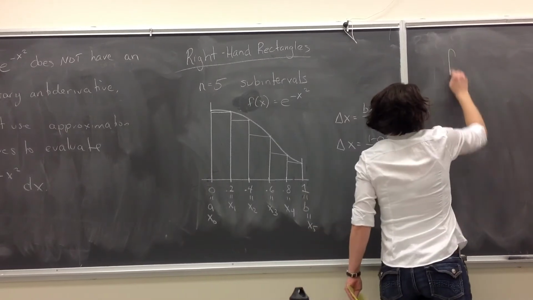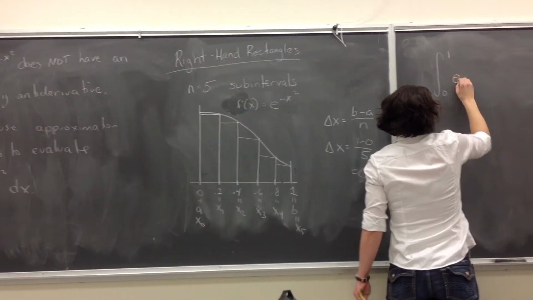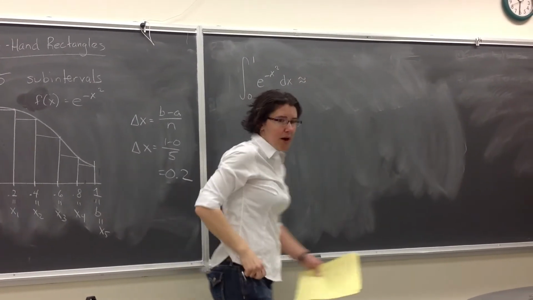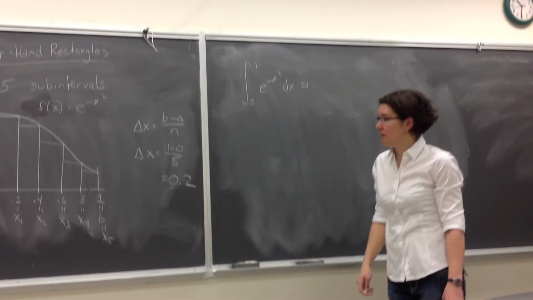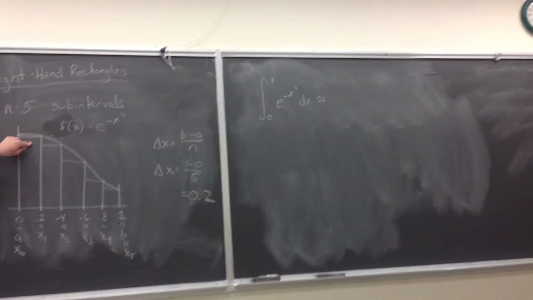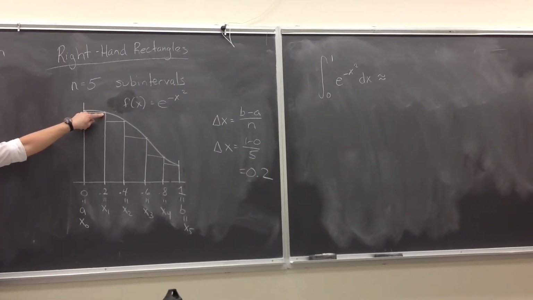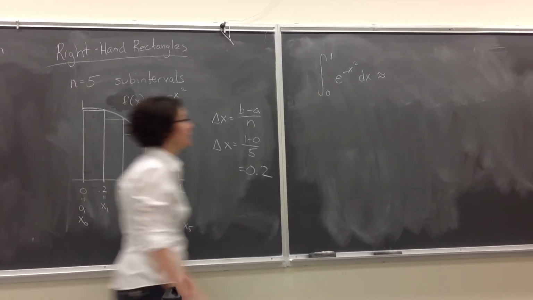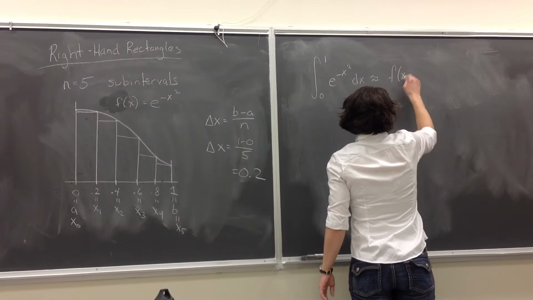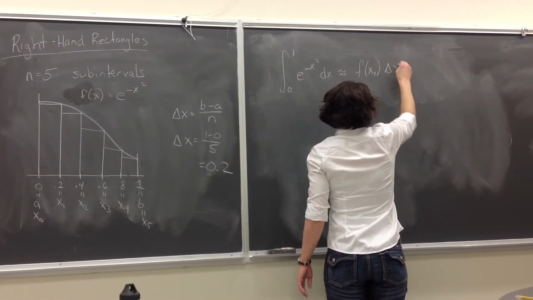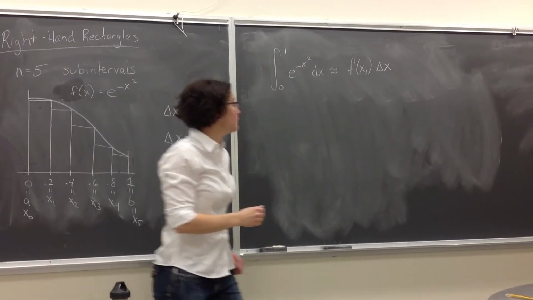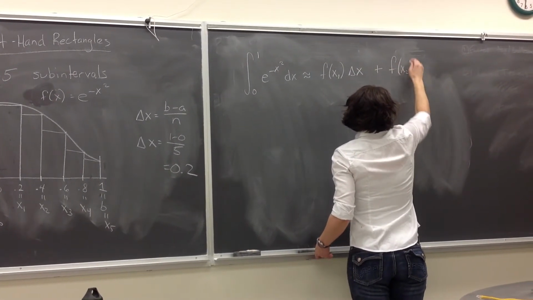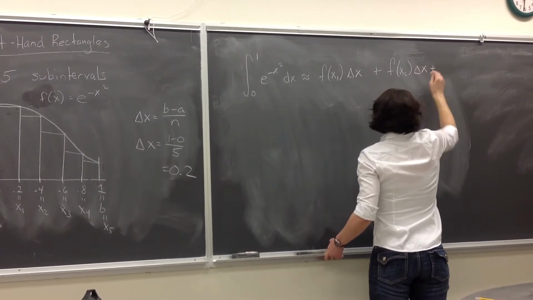And so if I want to approximate the integral from 0 to 1 of e to the minus x squared dx, this is approximately equal to the height of my first rectangle, which is f of 0.2, or f of x1, times the width of that rectangle, which is delta x. And then I'm going to add that onto my second rectangle, so I have f of x2 times delta x.